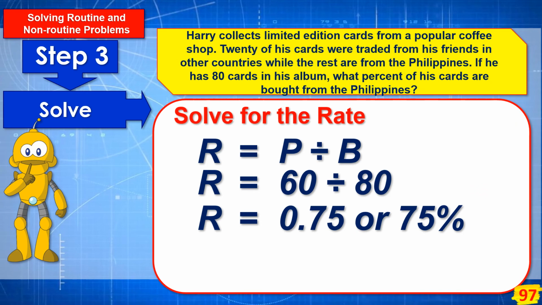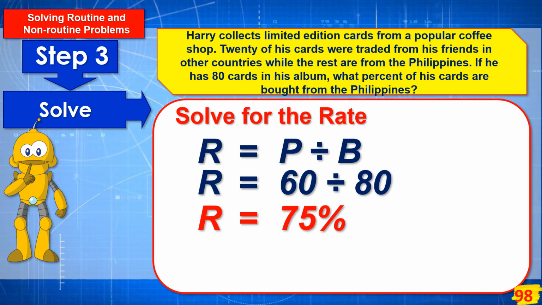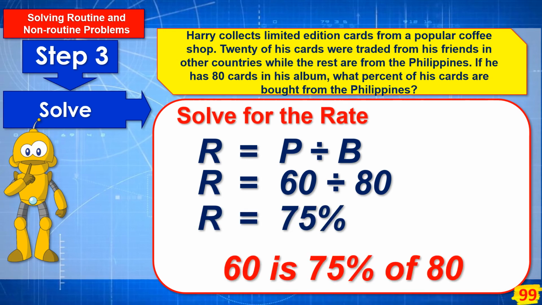To change 0.75 to percent, multiply it by 100 and the product is now 75. R is now equal to 75%. Hence, 60 is 75% of 80. Are we done? Not yet.